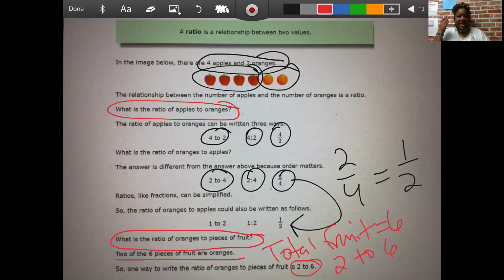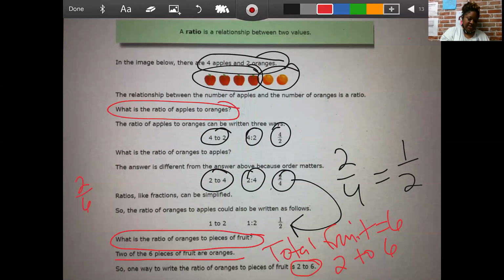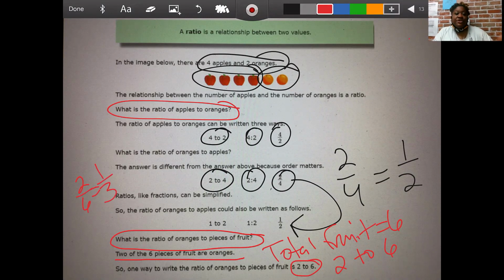Because you're not just comparing apples to oranges. It's oranges to all the fruit. And 2 to 6 is equivalent to 1/3 when you simplify it. For every 1 orange, there are 3 pieces of fruit. Okay? Questions on this? Or you can take a picture if you need to.